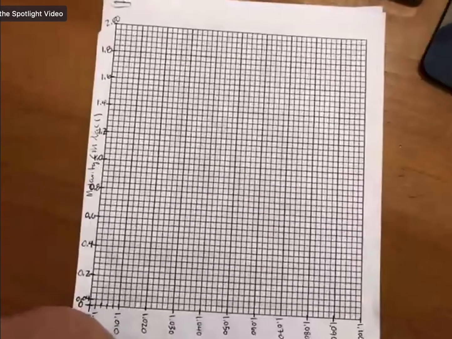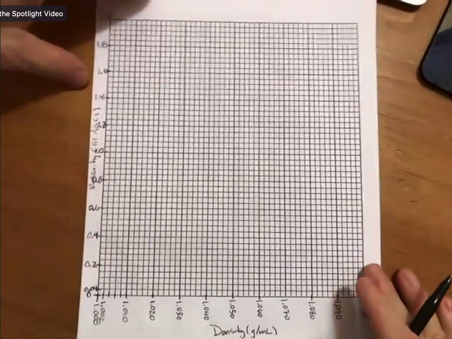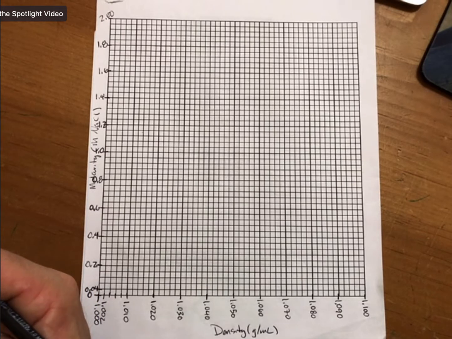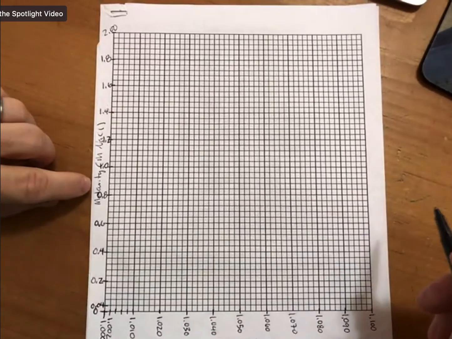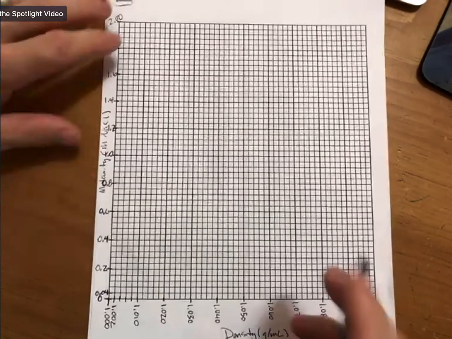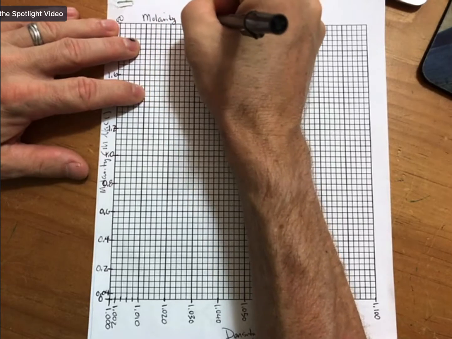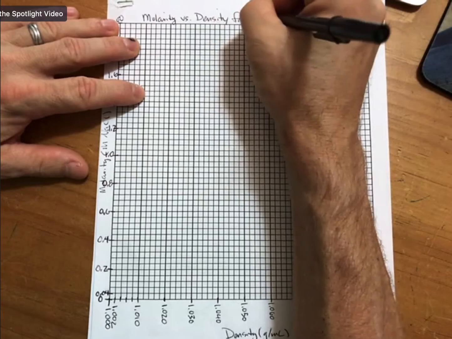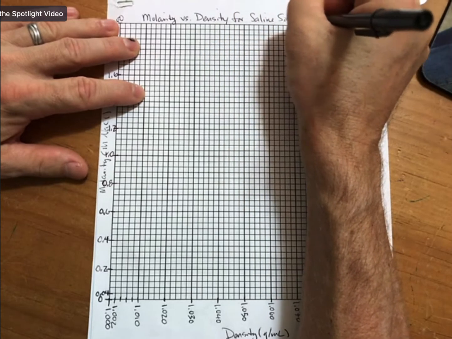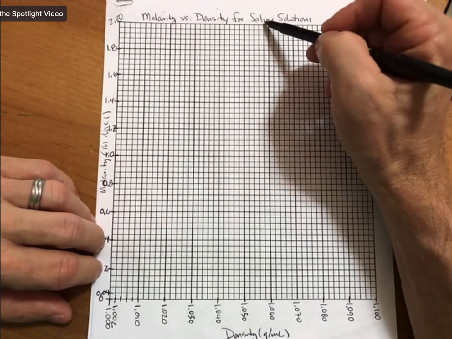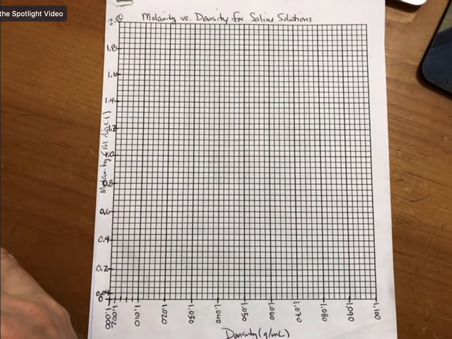All right, I'm going to zoom back out a little bit so you can see my whole piece of graph paper. And it looks something like this. The one thing I did not say is that I need a title on my graph. A fine title will be molarity versus density for saline solutions. And saline is another word for sodium chloride, so you could also do molarity versus density for sodium chloride solutions. That would be a fine title. You do need a title.